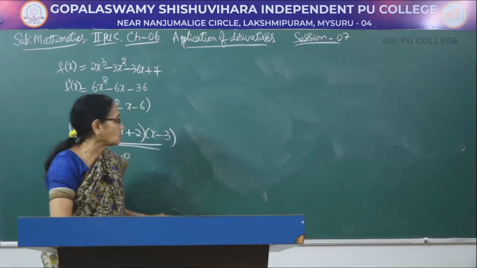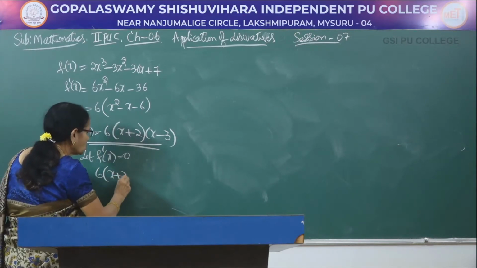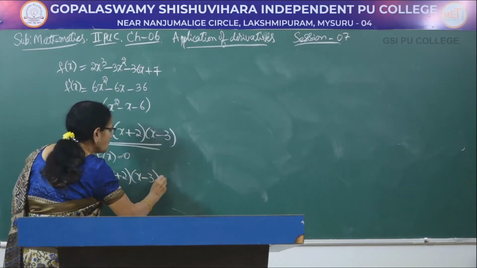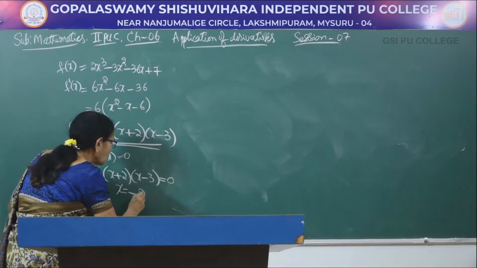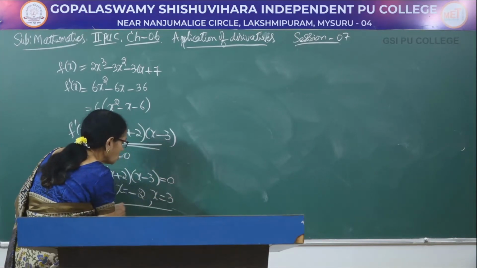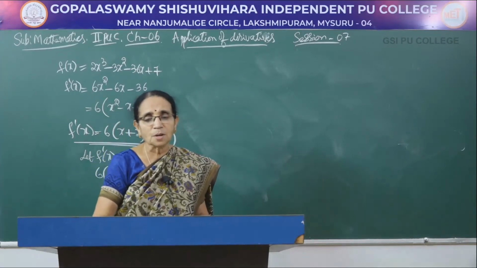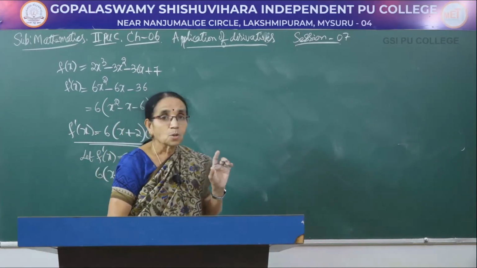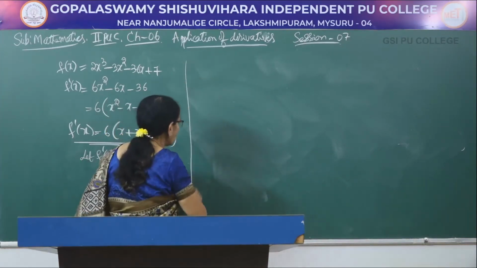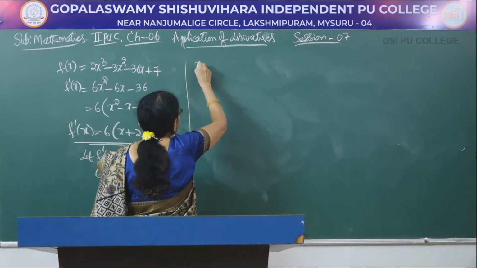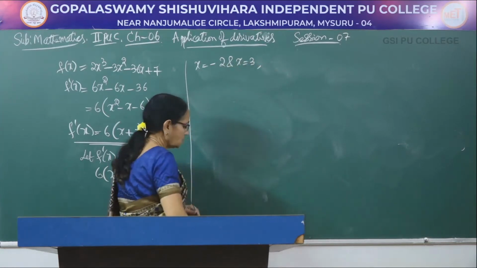When f dash x is equal to 0, how do you write this one? That is 6 into x plus 2 into x minus 3 equal to 0. 6 cannot be 0. Therefore, x is equal to minus 2 and x is equal to plus 3. So, here instead of 1 point, how many points did I get? I got 2 points. So, 2 points means how many intervals would be there? There would be 3 intervals, right?